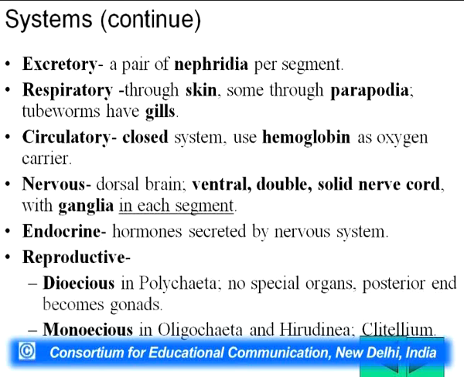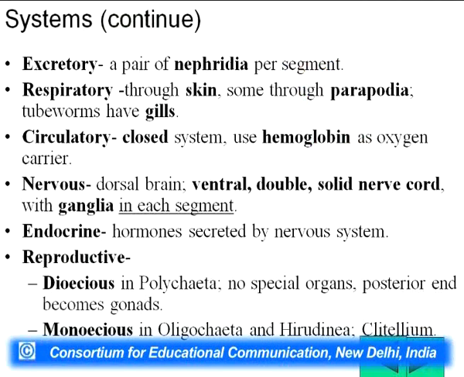About the reproduction, they have got both the types of individuals. In the annelids category Oligochaeta, which means the earthworms and the leeches, the animals are monoecious. It means both the sexes, male and female, are present in a single individual. But in case of the Polychaeta, the annelids are separate, male and female are separate, and they have got specialized organs for the reproduction.